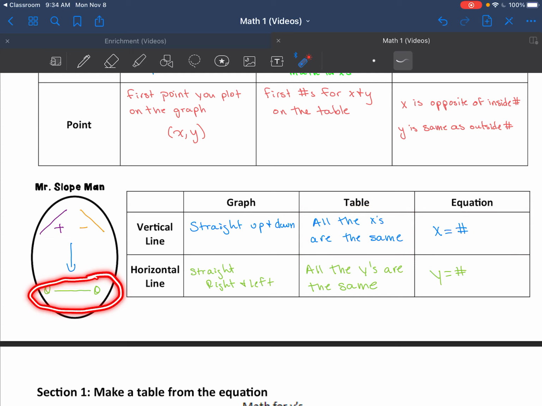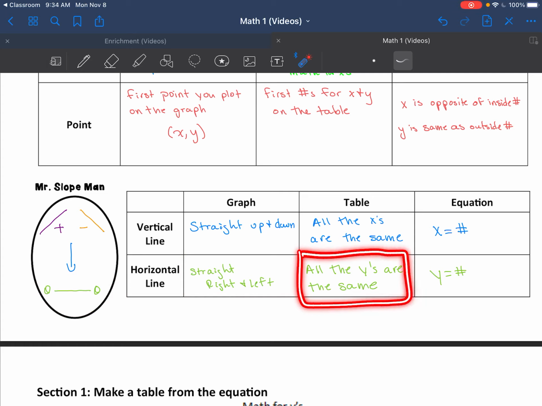For your horizontal line, which is your 0 slope, it's straight right and left. All the y's are the same on the table, and if you write the equation, it's y equals some number.